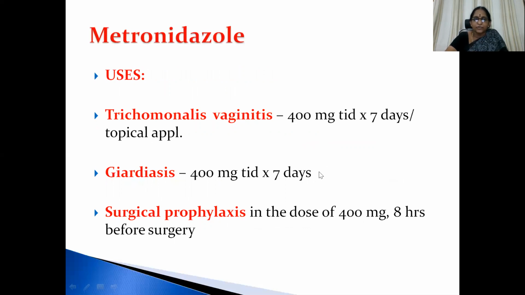Okay. Then other uses: Trichomonas vaginitis, again 400 mg TID for 7 days, with topical application. Then giardiasis, 400 mg TID for 7 days, and surgical prophylaxis, again 400 mg 8 hours before surgery. So all 400 mg. Okay.